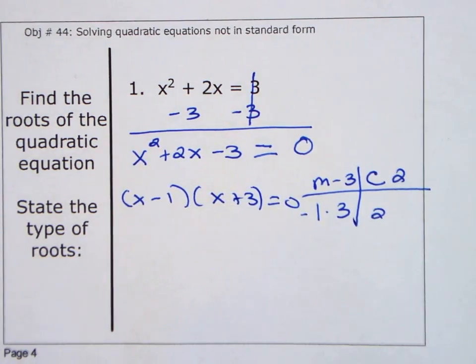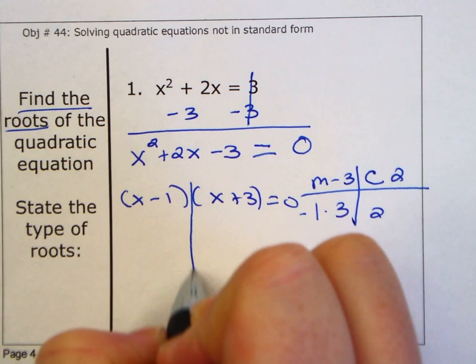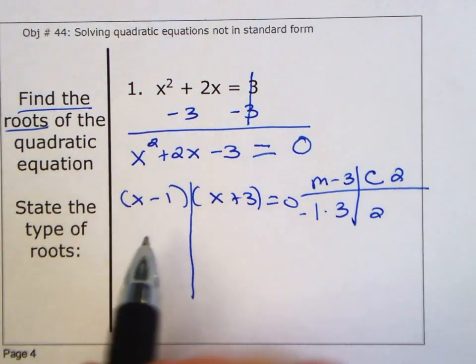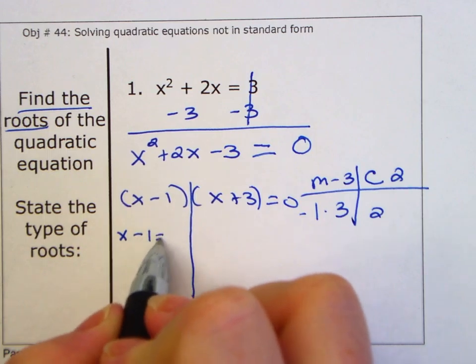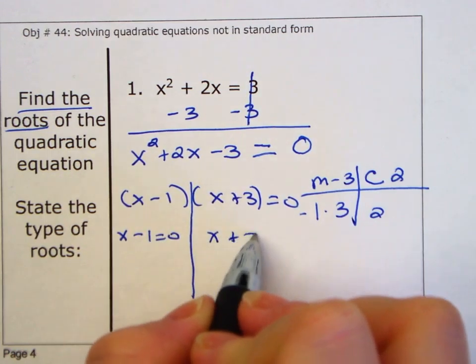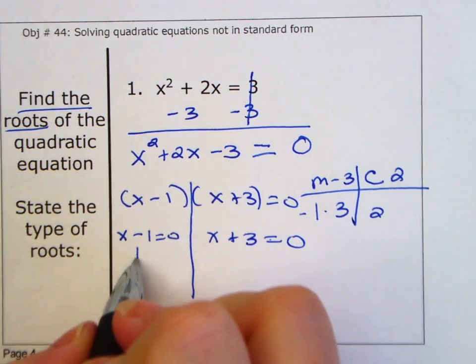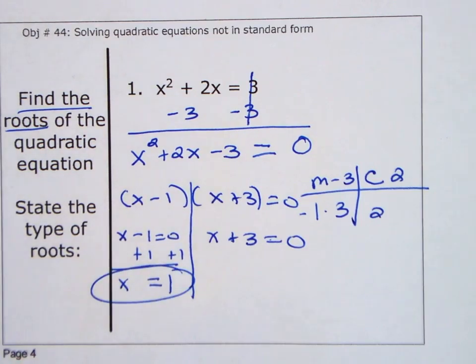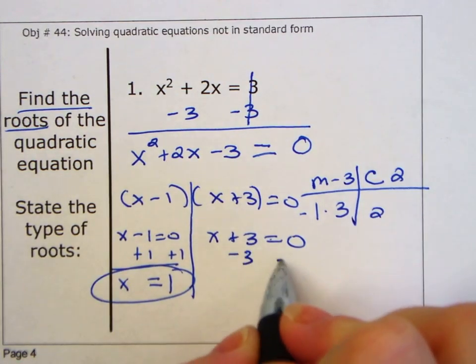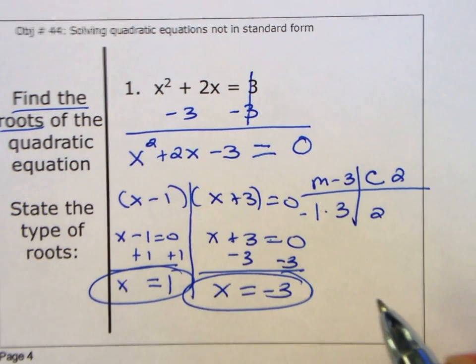Are we done? No, remember, we're actually solving. Finding the roots means solve. Draw your line where they're multiplying, the 0 property. Two things multiply to 0. You need to set them both equal to 0. How do you solve this? Add 1. x equals 1. Minus 3. x equals negative 3. And I'm done.